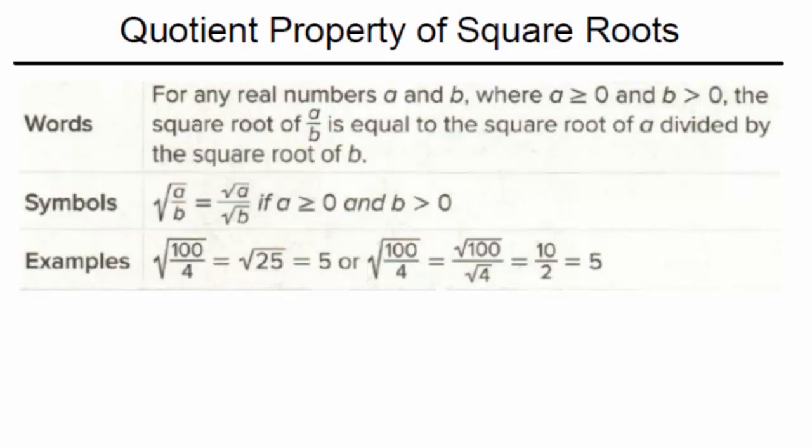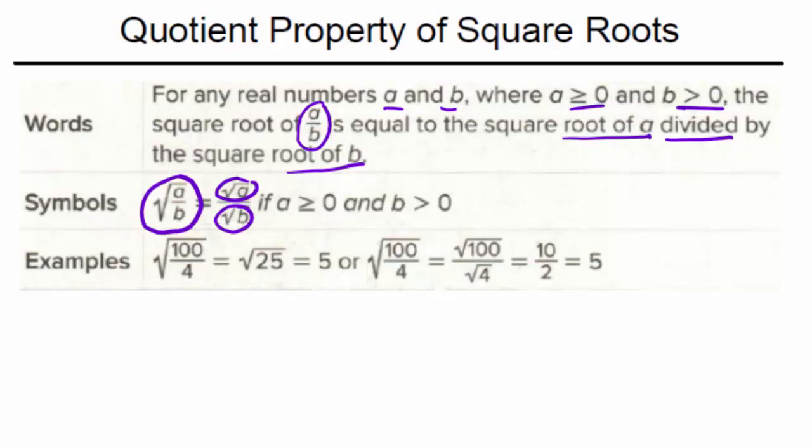We also have a quotient property, which is the same thing as the product property, only with division. So for any real numbers a and b, again, we want a and b to be non-negative, the square root of a divided by b is equal to the square root of a and the square root of b then divided. So over here we have the square root of this fraction a over b. And that's the same thing as taking the square root of the numerator and the square root of the denominator separately and then dividing them.